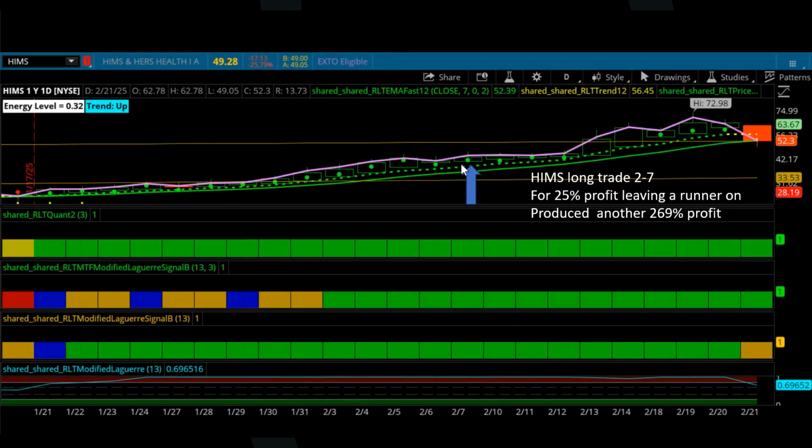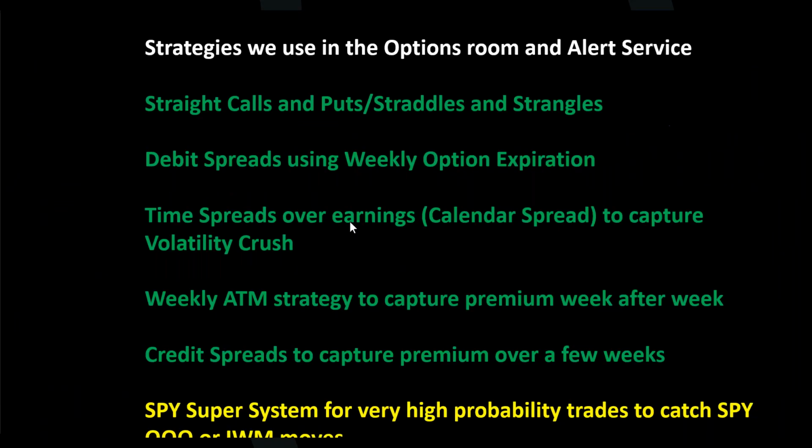This was a long trade in HIMS, 25% profit. Pretty nice move up in this one here. I actually left some trades on that I got a lot more premium for, but a lot more profit. But I didn't include any of that in the results that I had. I put that in as a 25% winner. All right, so those are the charts. We're going to just wrap it up here.